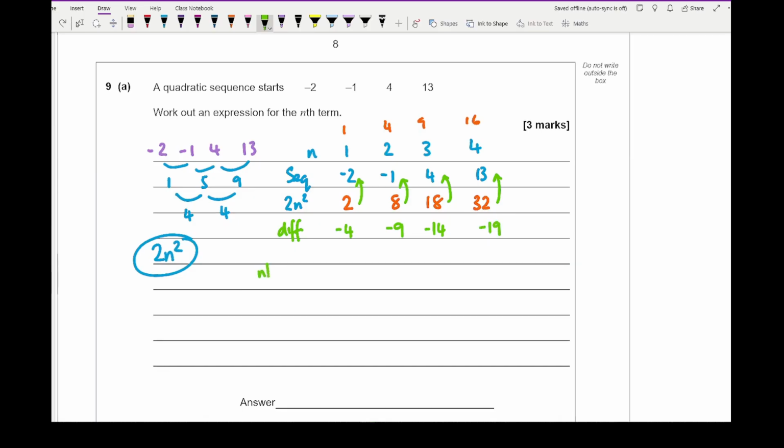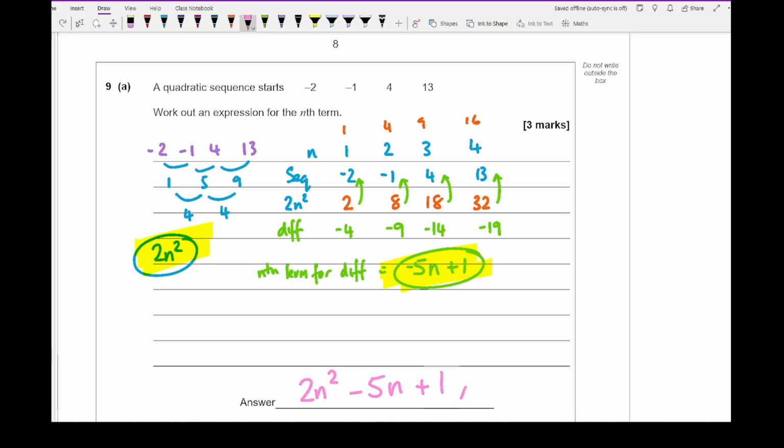So then the nth term for the difference is going to be minus 5n plus 1. So the nth term is going to be joining these two things here, in which, again, the nth term is 2n squared minus 5n plus 1.